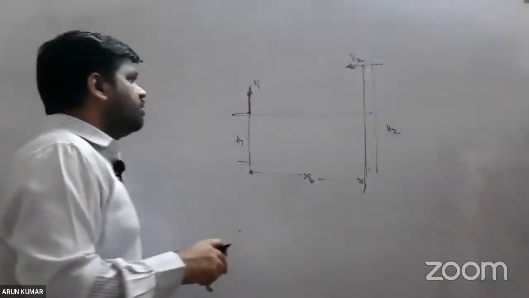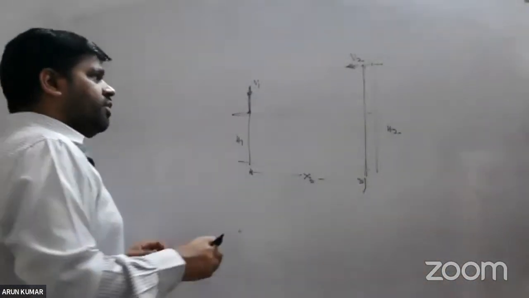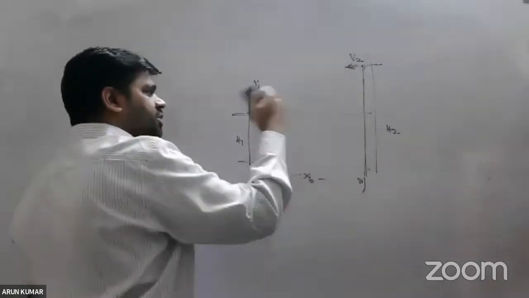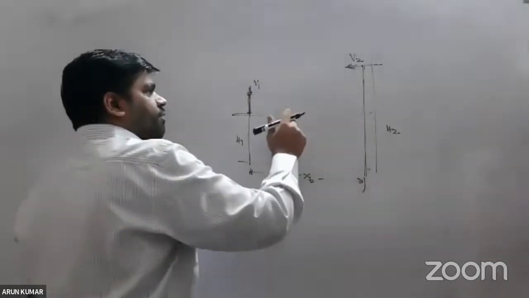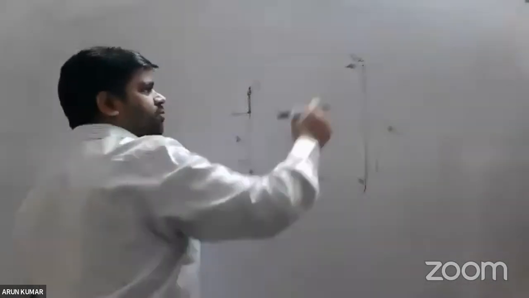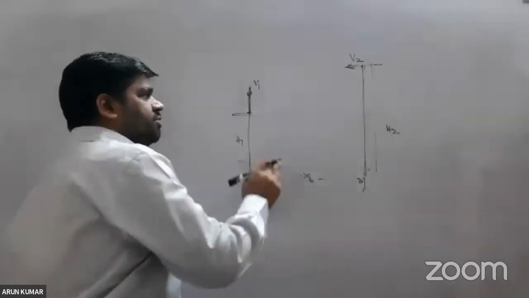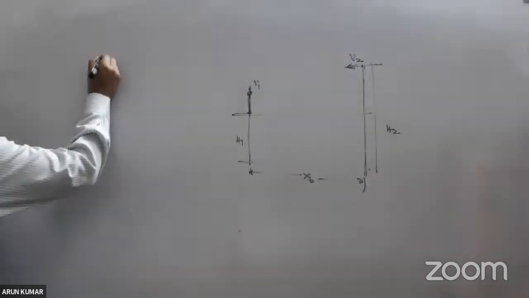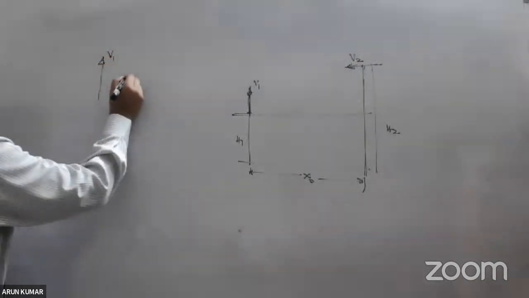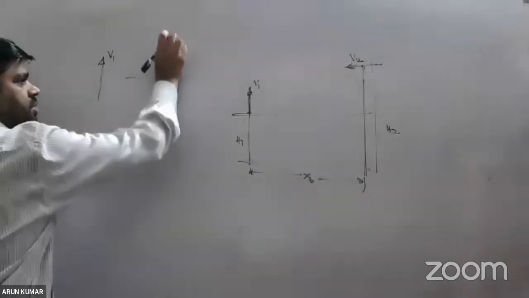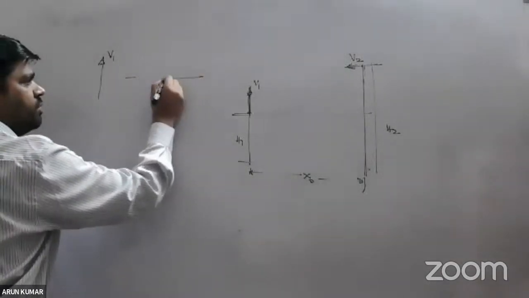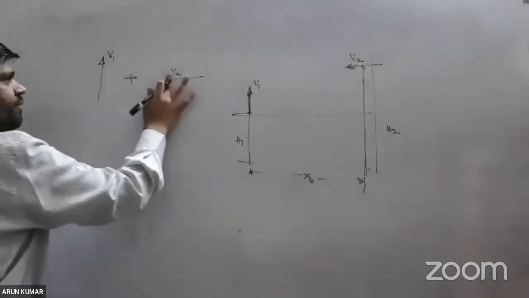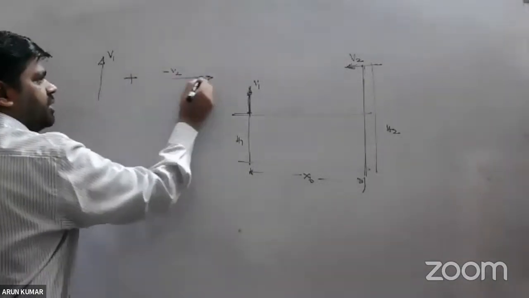Right? Or the velocity of 2 with respect to 1 should be directed from 2 to 1. So let's take the velocity of 1 with respect to 2. Sorry, velocity of 1 with respect to 2. So that should be directed from 1 to 2. The velocity of 1 with respect to 2 is v1 minus v2, which becomes v1 plus minus v2.